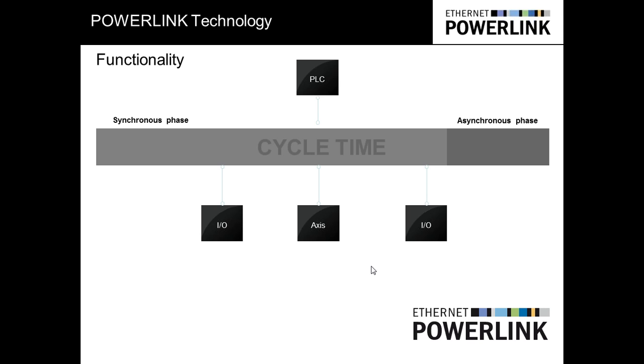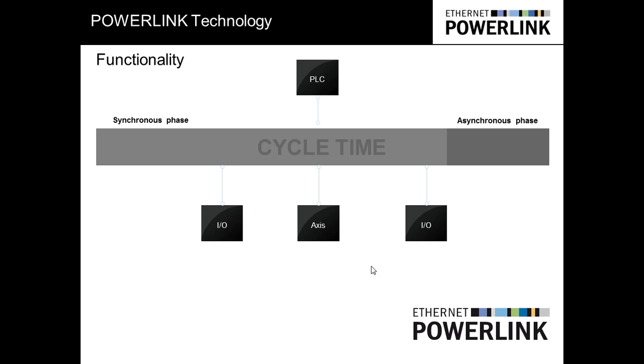We want components to communicate with each other. What does that mean? It means that they are sharing data. They are sharing, let's think of it as variables. I might have an I/O that's an analog value, and I want that value to be shared every cycle. So we define the cycle time as the time taken for every single component on the network to share its value. So that's what we refer to as a cycle. So POWERLINK is a cyclical bus.